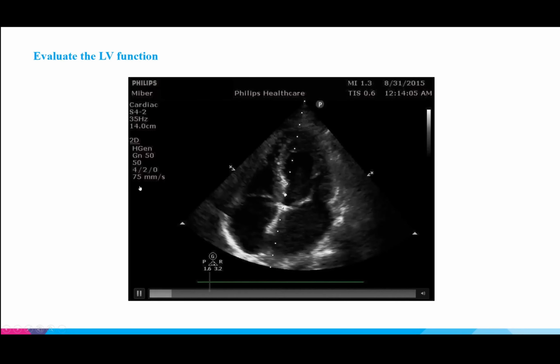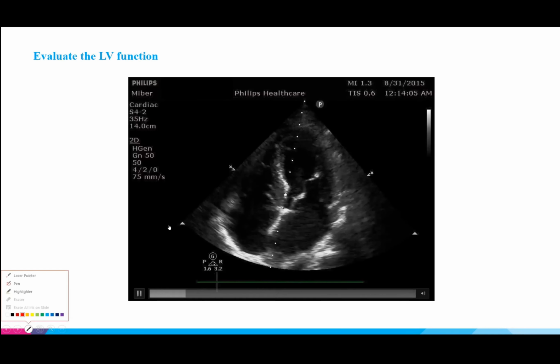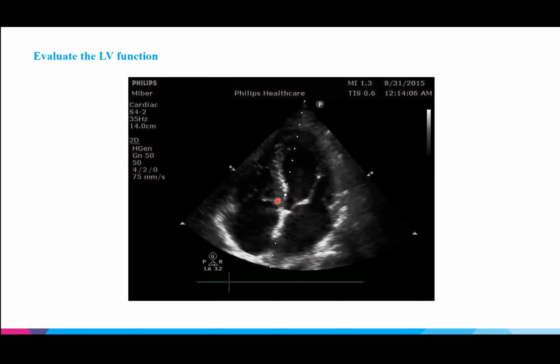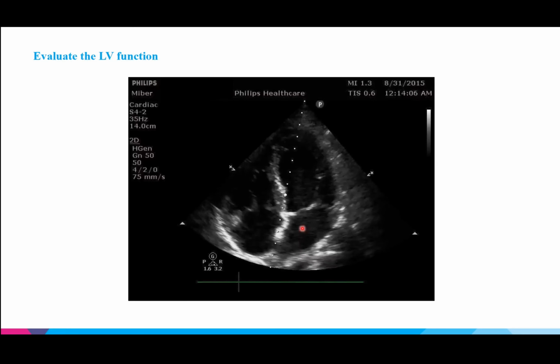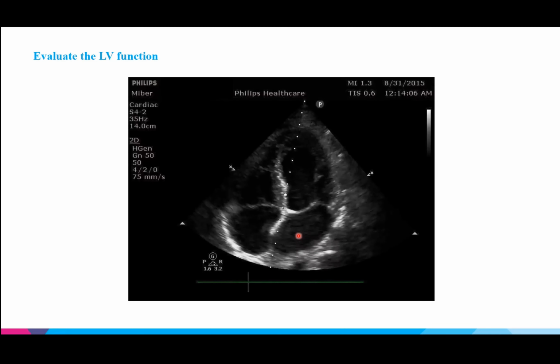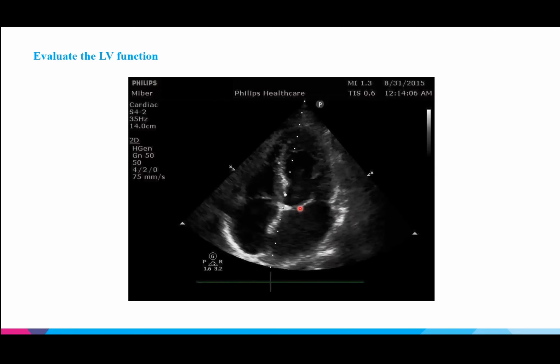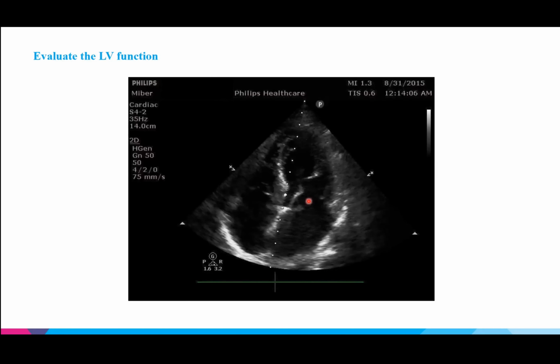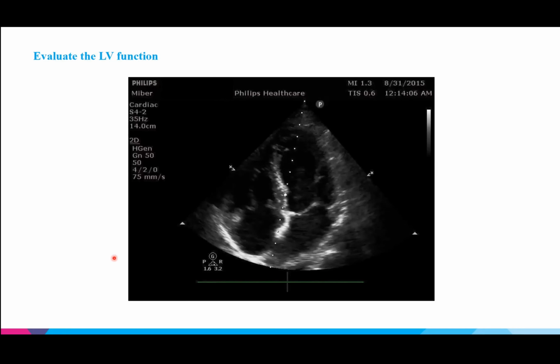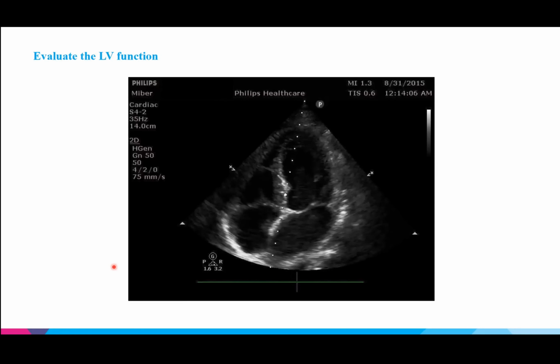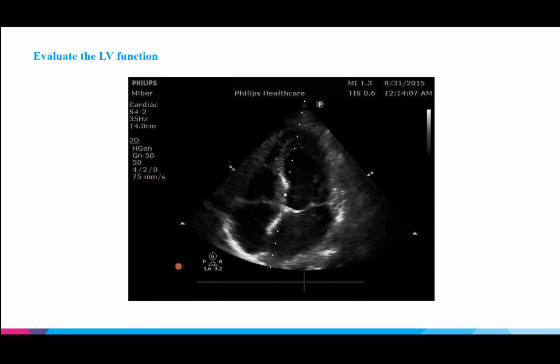All right. And then, just to keep you guys focused, what's the structure here on this side? All right, good. What about here? All right. Can't trick you guys. Good. And then what's the valve here? Excellent. All right. Good. You guys are good with the anatomy. All right. So we'll go on to the next clip.